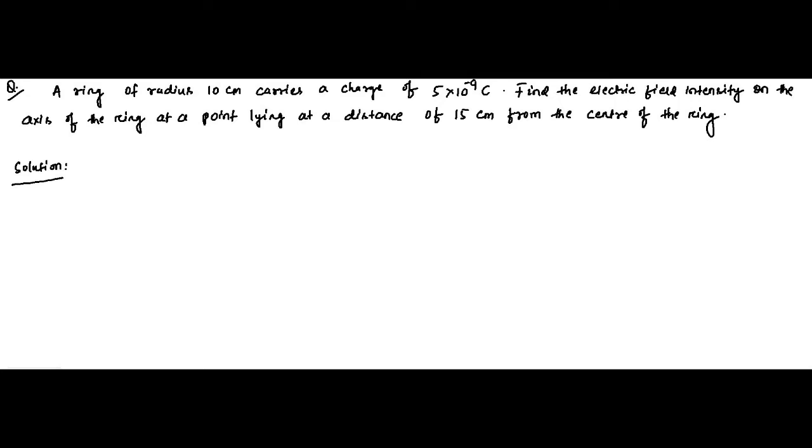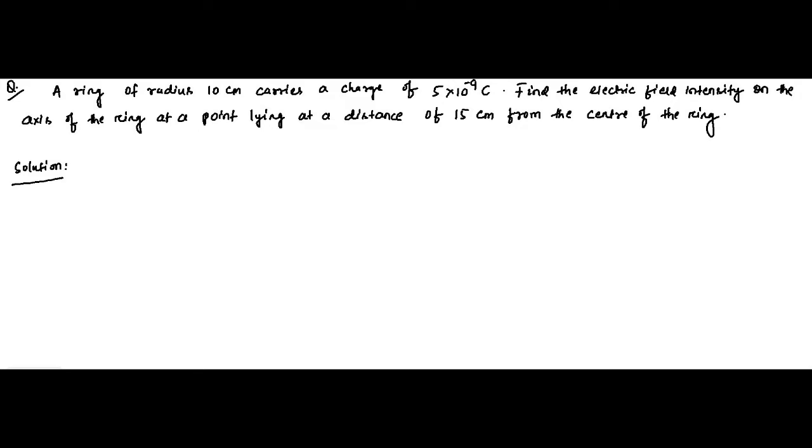We'll be discussing another question on electric field or electric field intensity. The question is that a ring of radius 10 centimeter carries a charge of 5 into 10 to the power minus 9 coulomb. We have to find the electric field intensity on the axis of the ring at a point lying at a distance of 15 centimeters from the center of the ring.